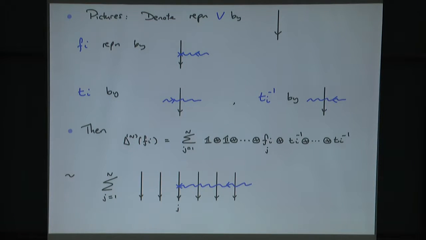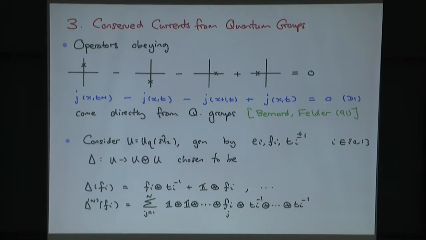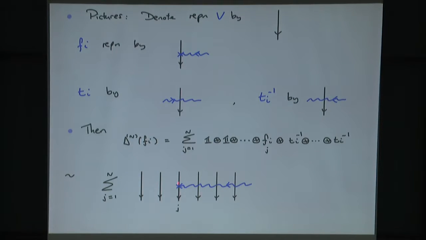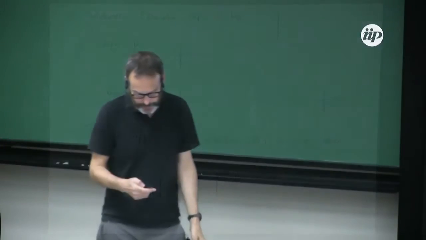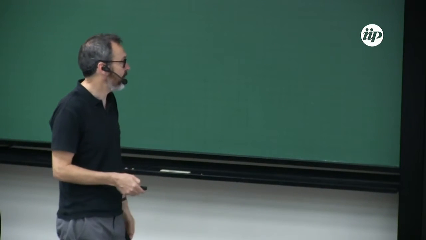So what's the point of this? Well, it's a nice way of representing lots of relations, and in particular, it's a nice way of representing the coproduct. Because if you write down what I had just before, so here's the previous coproduct. So here I have an Fi and a Ti inverses to the right. So if I write that diagrammatically, here's my Fi, and here are my Ti inverses. I connect them up together, and then I sum over all insertion points. Okay? So that's the picture of delta n, Fi.